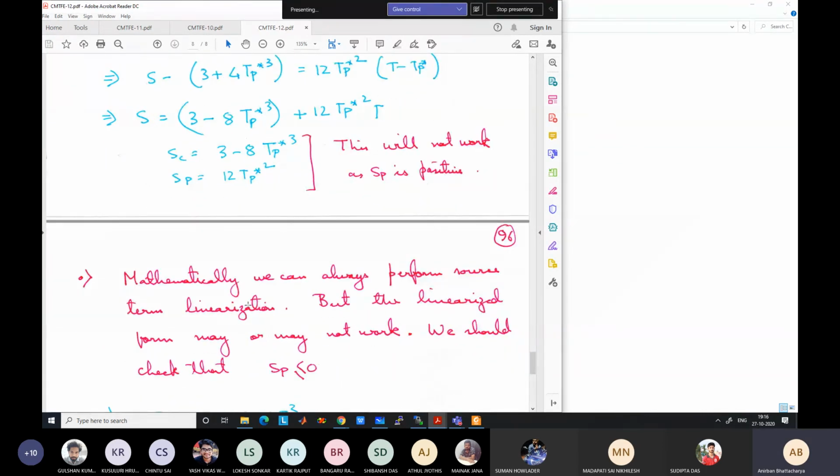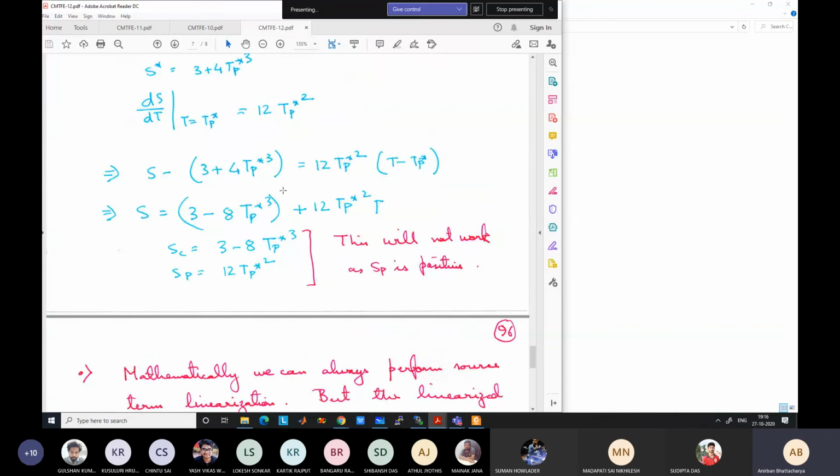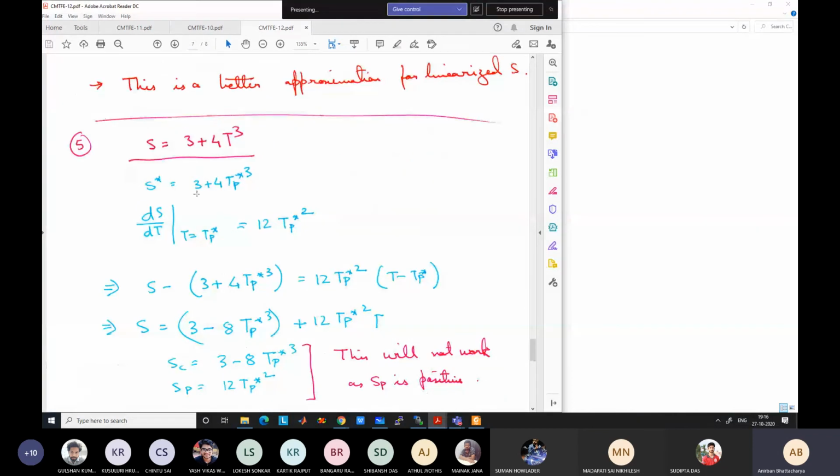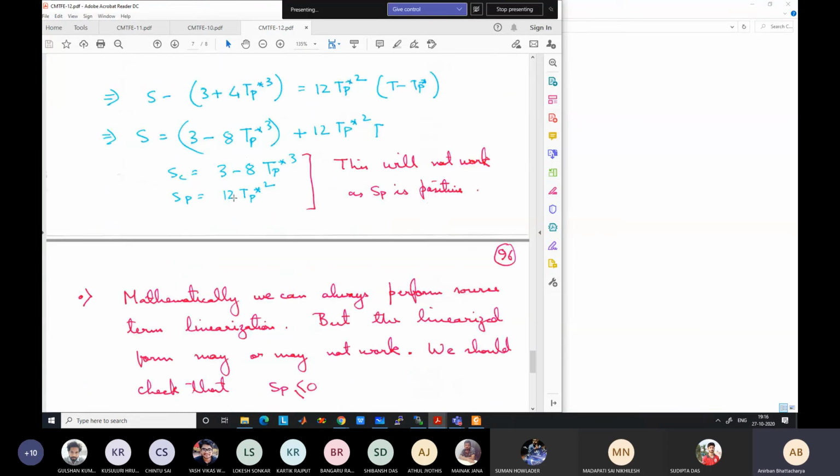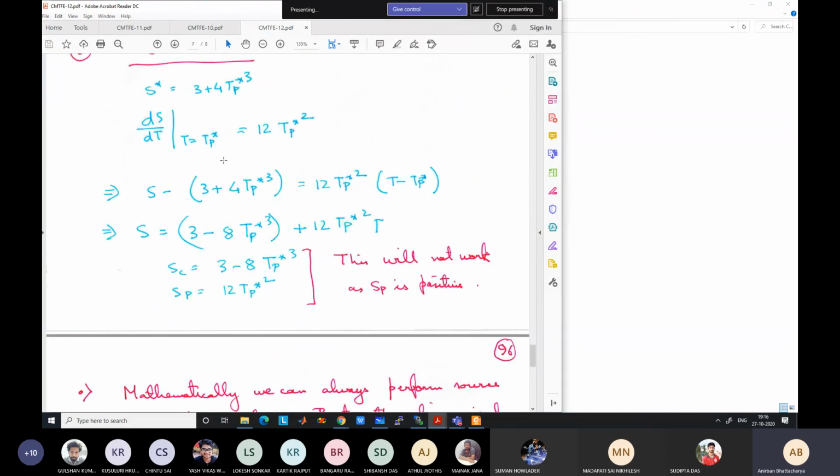We have to check that it satisfies our rule of SP to be negative or 0. If SP is positive, although this is the correct linearization, it is not going to work. Correct in the sense that it mathematically approximates the slope correctly, but it is not correct linearization in terms of our CFD finite volume discretization. It is correct mathematically.